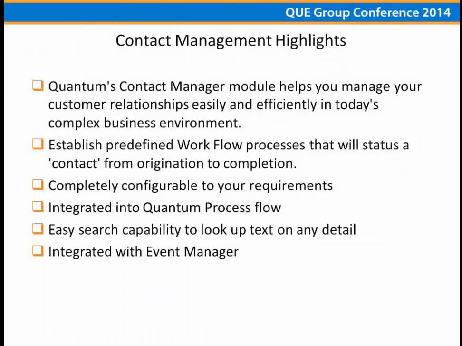It's integrated with the Quantum process flow, and it has a really nice search capability. If you want to find something 2 years down the road, like I did the other day in Quantum, I wanted to find a part number, a serial number in Quantum in contact management. It's been years since I've seen it. I searched for it, and there it was. Came up right away. It's a really, really quick search of the text, of the description in Quantum of the contact management. And it's completely integrated with Event Manager.